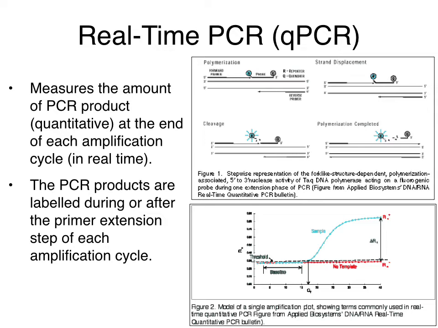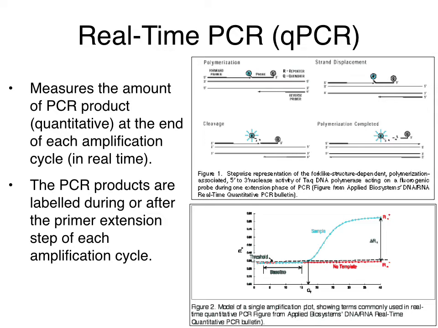Figure 1 shows what happens to a fluorogenic probe during the extension phase of PCR. If the target sequence is present, the probe anneals downstream from one of the primer sites and is cleaved by the 5' nuclease activity of Taq DNA polymerase as this primer is extended. This cleavage of the probe separates the reporter dye from the quencher dye, increasing reporter dye signal. Cleavage removes the probe from the target strand, allowing primer extension to continue to the end of the template strand.